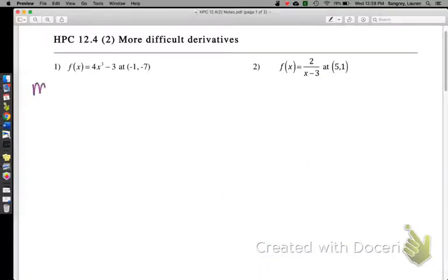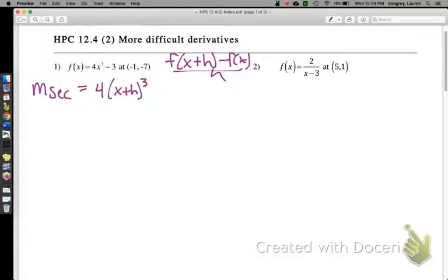So what we first have to focus on is getting the slope of our secant line, which is where we're using the difference quotient. So remember, that is f of x plus h minus f of x all over h. So I have 4 times the quantity x plus h cubed minus 3. Then I'm subtracting the quantity, which is 4x cubed minus 3. That's subtracting f of x. And this is all over h. So here's the part where we need to cube this binomial.